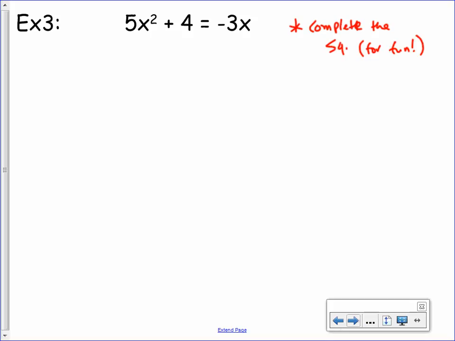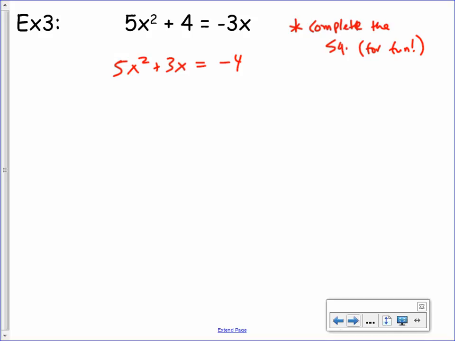All right, let's do it. Here we go. We need the x squared and the 3x on one side and the 4 on the other. So it's going to be 5x squared plus 3x equals negative 4. To complete the square, we need the front number to be 1.